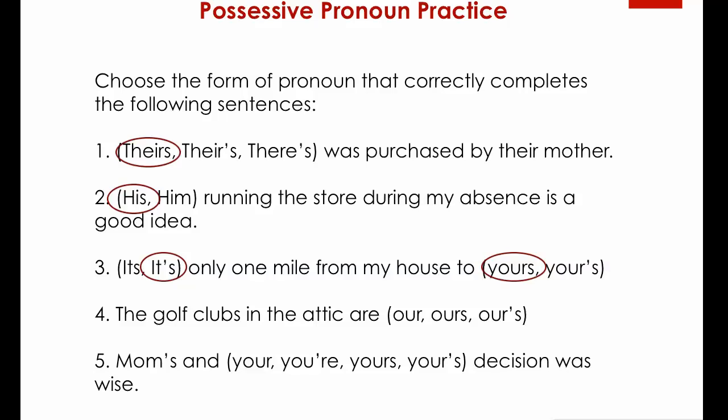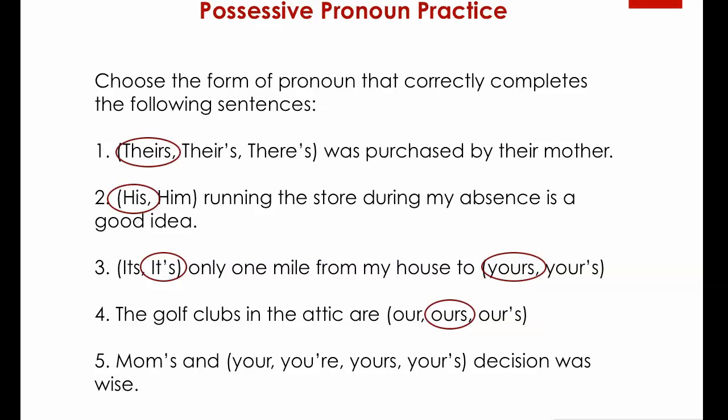Number 4: the golf clubs in the attic are ours. I want the one that ends in s because I don't want the adjective form of the pronoun. Since I'm looking for the possessive pronoun, I want the one without the apostrophe.